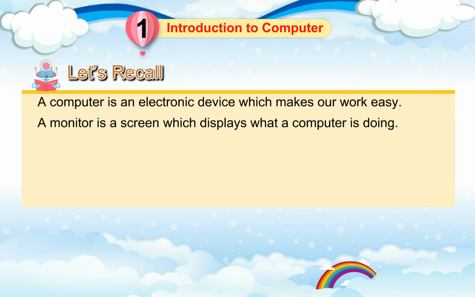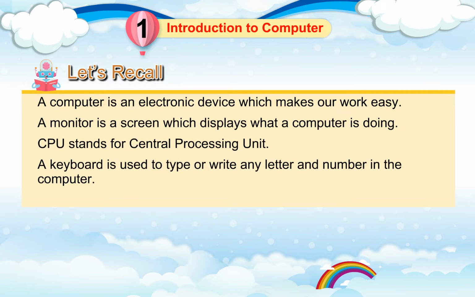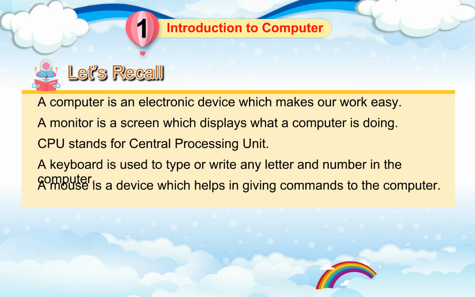A monitor is a screen which displays what a computer is doing. CPU stands for Central Processing Unit. A keyboard is used to type or write any letter and number in the computer. A mouse is a device which helps in giving commands to the computer.